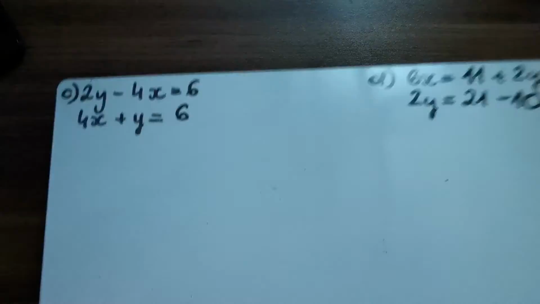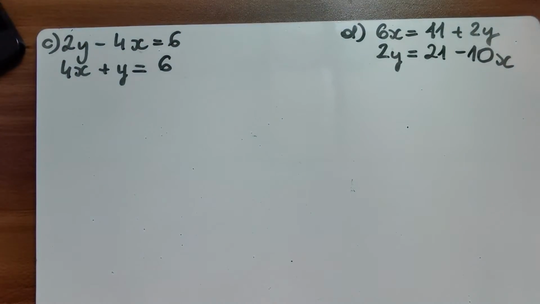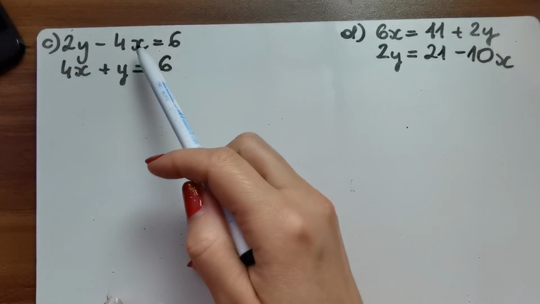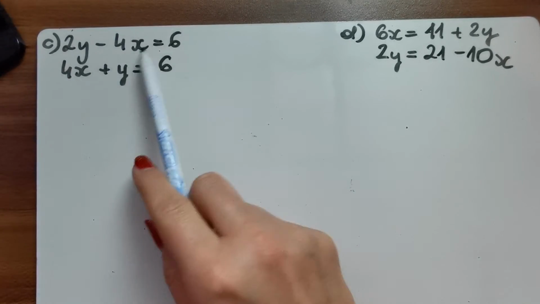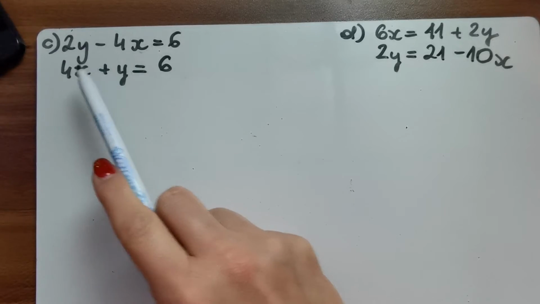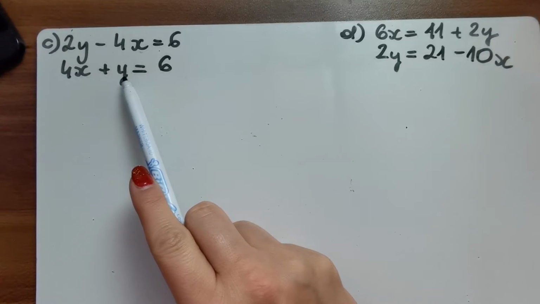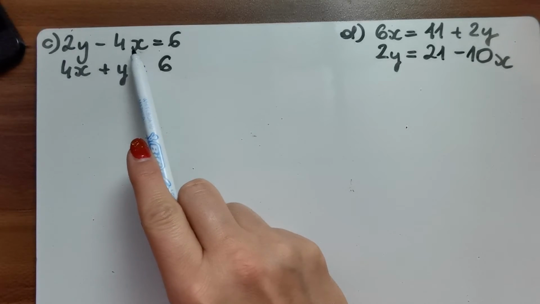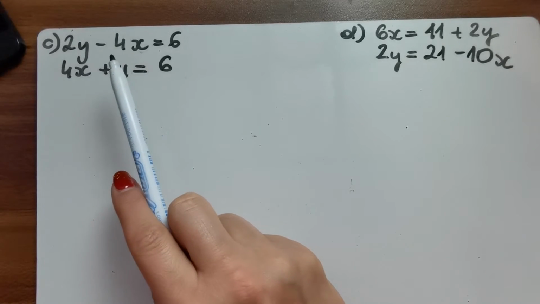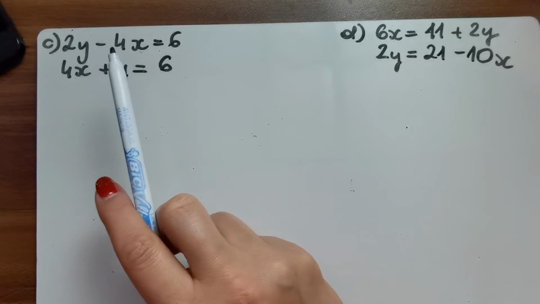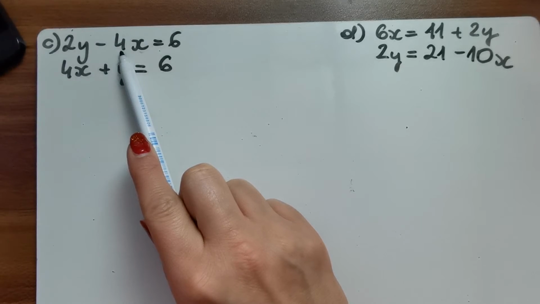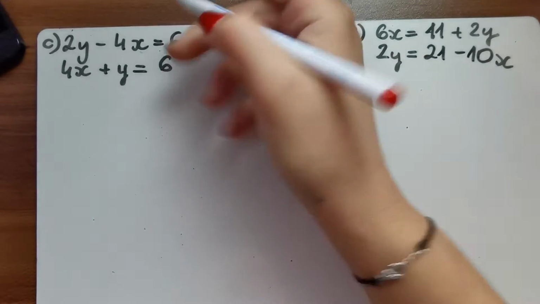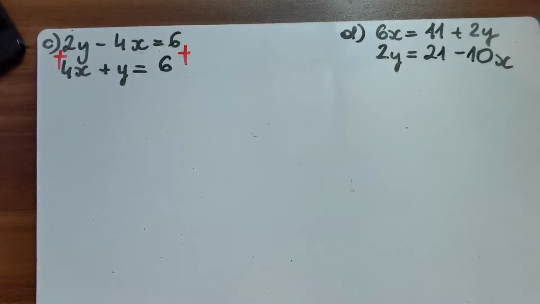Okay, 2 more examples really quickly. So example C and D. So again, first we are looking at the equations. Are our coefficients the same for any letter? So we have 2y and 1y here, so it's not, but we have 4x and negative 4x. Remember, sign is not important. We will decide whether we want to add or subtract equations. If we have different signs, then we are adding our equations.